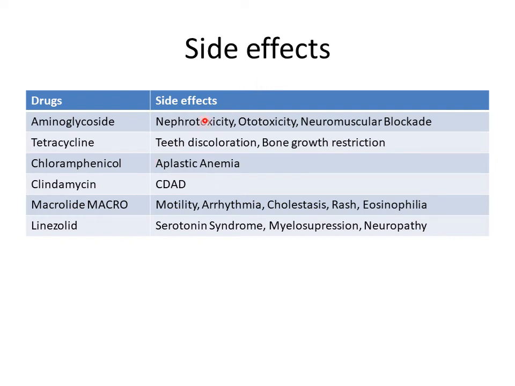Lastly, about the side effects. For aminoglycoside, it is nephrotoxicity, ototoxicity, and neuromuscular blockade. I have always found this quite easy to remember. I don't have any mnemonic for that. These are the only three side effects of aminoglycoside, and all of them are high yield.